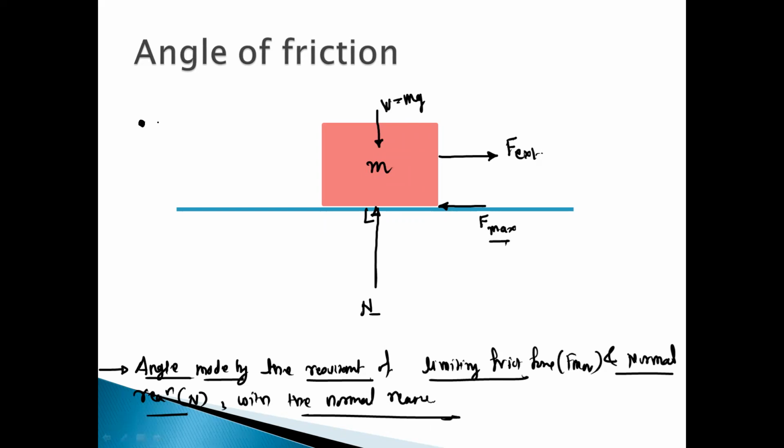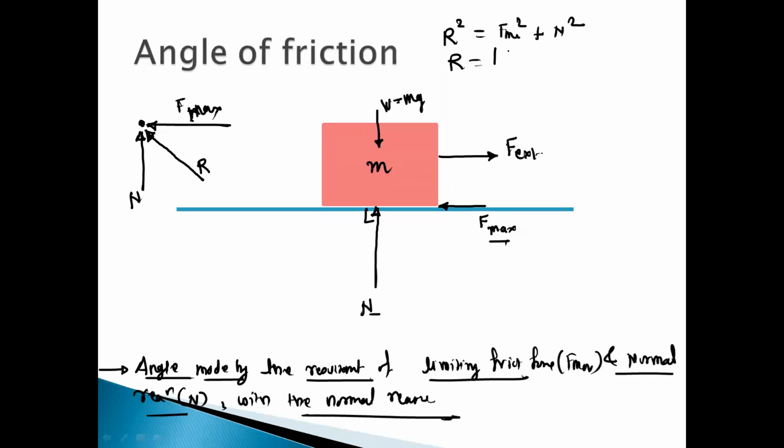So consider this is the point. At this point, we have two forces. One is F max, and second, we have the normal force, which is N. So how can you find out the resultant? So resultant will be somewhere like this. So this is your R value. So this R value, we can find out as R square is equal to F max square plus N square. After that you can take the square root. So you will get the value for resultant.